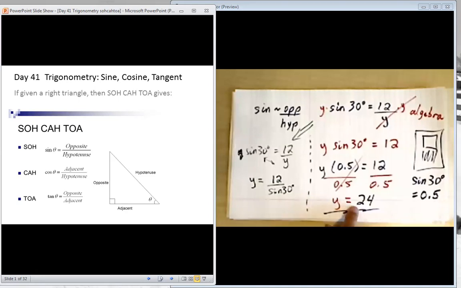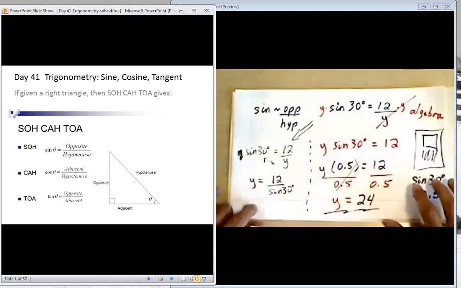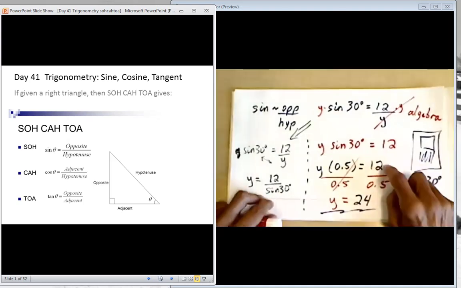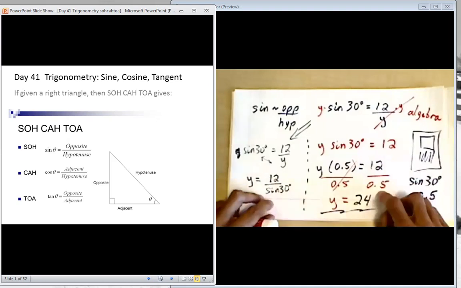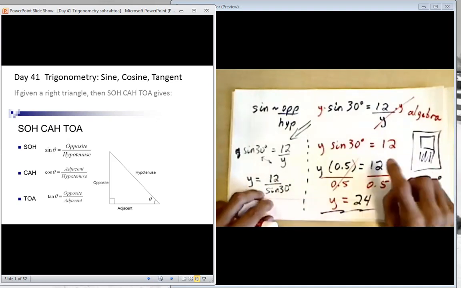From class, how do we get the 24? What we're doing is taking 12. First of all, you're allowed to just use the calculator. So 12 divided by 0.5, it'll give that to you. But conceptually, let's take 12 and divide it into 3 groups.